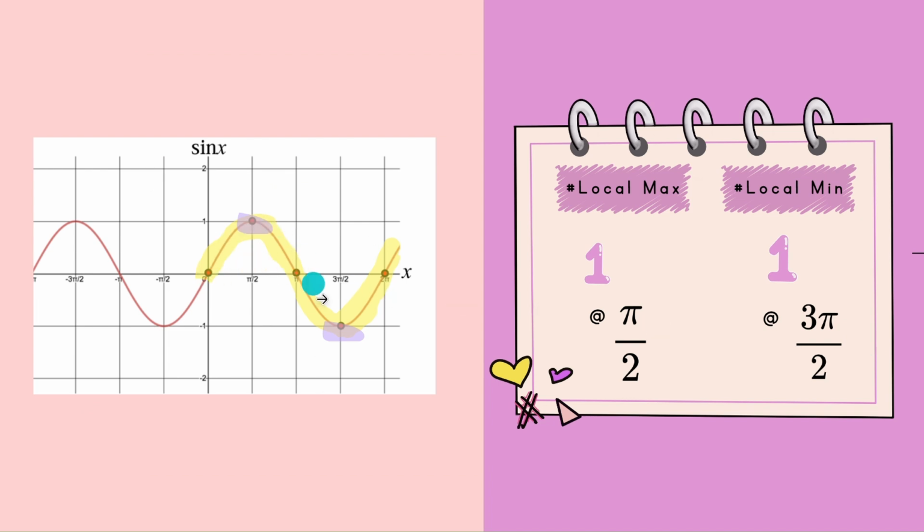So this is the same graph. This is our domain from 0 to 2 pi, and we see that over here we have a local max at x is equal to pi over 2, and we have a local min at x is equal to 3 pi over 2, but there's just one local max and one local min. So there's only one of each over this interval.